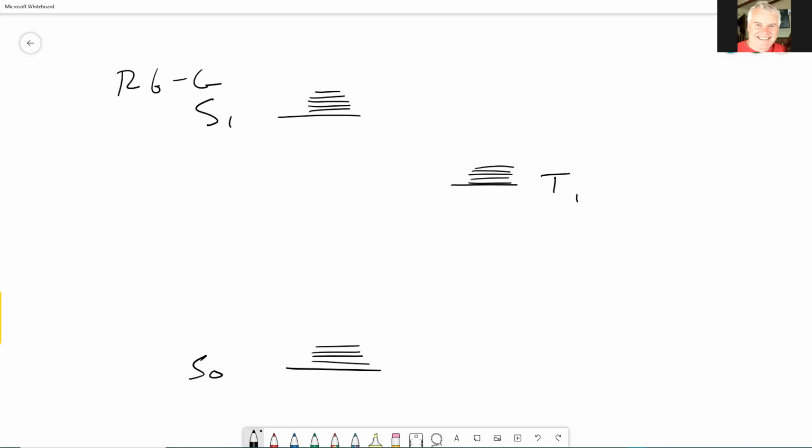Actually, I'm not sure that this is a triplet state. It could be another singlet state, because the lifetime is very short. And also it's accessible by absorption, so that indicates that it's probably another singlet state.